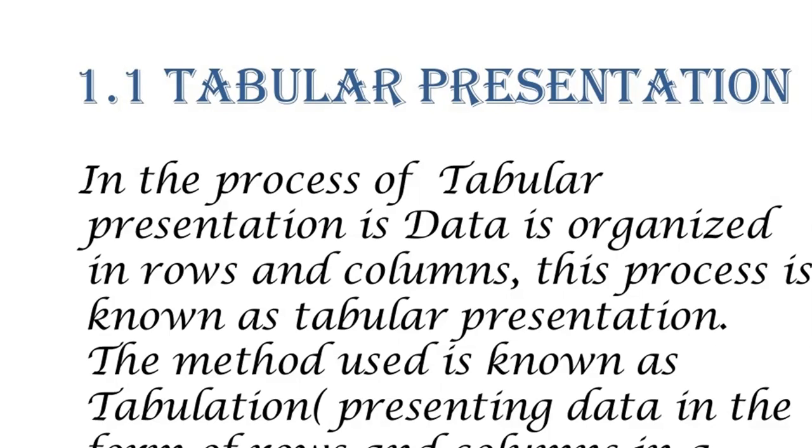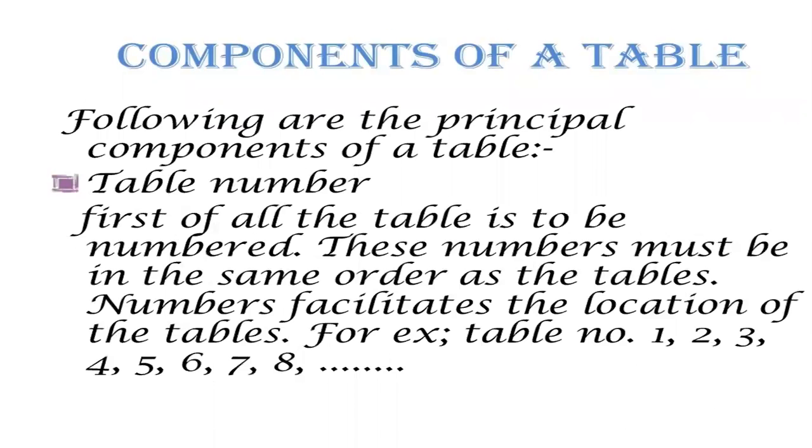Sometimes it takes time, but when we arrange or classify the data into different classes according to similarities and dissimilarities, tabulation shows it very easily. What we have to do is just use the components of the table to make a table very easily. Following are the principal components of the table. Table number: first of all, the table is to be numbered.